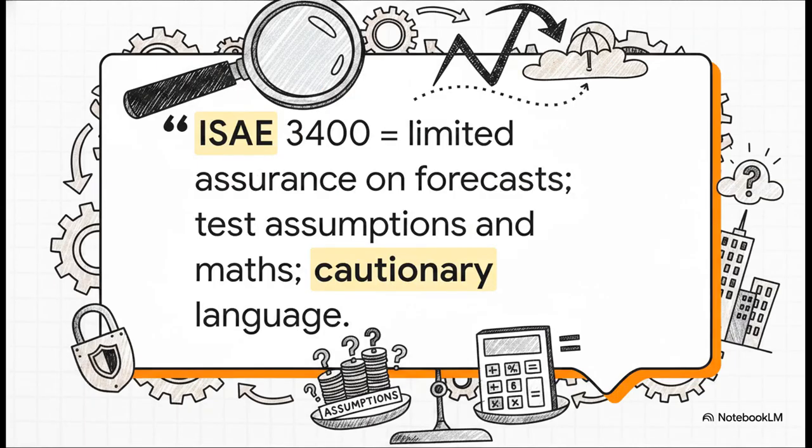To summarize this future-focused investigation, keep this one-liner in mind. ISA 3400 gives limited assurance on forecasts. Your job is to test assumptions and the math, and always include cautionary language.